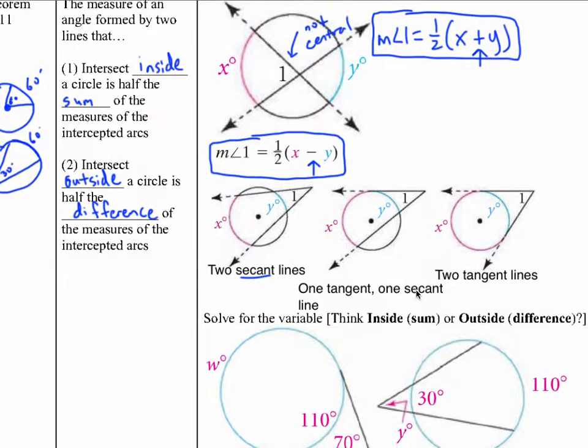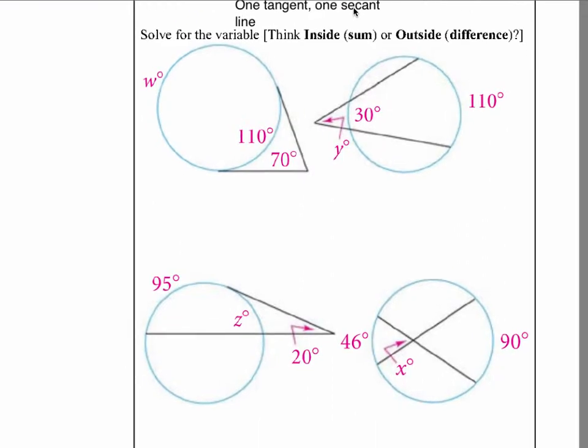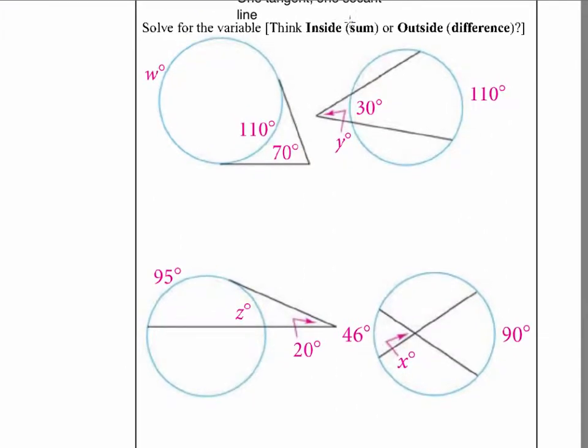So let's practice a couple of these. The only thing you have to remember is, ask yourself, is it going to be half of the sum? In other words, is it inside? Or is it going to be half of the difference? Is it outside? So let's look at this one here. I'm going to solve for this W here. It is an arc. Where's that arc? That arc goes from here all the way. So that's a pretty big arc. And that's 110. And this is 70.